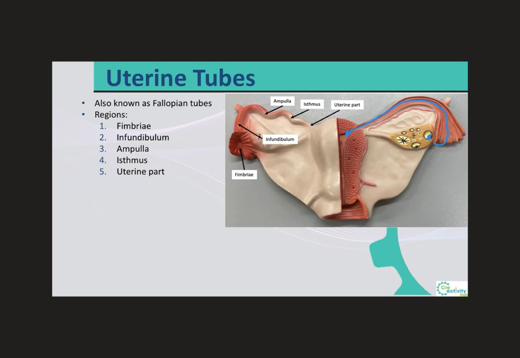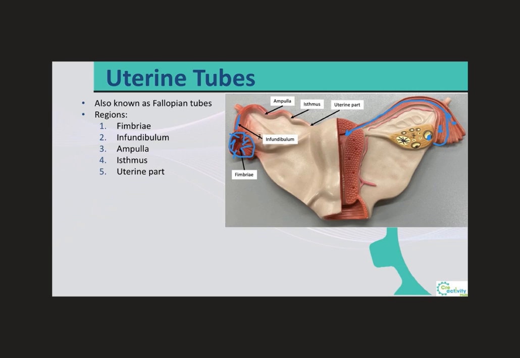Each uterine tube is divided into 5 or 4 regions. We have the fimbriae, which are these numerous finger-like projections that will drape over the ovary surface. Then we have the infundibulum, which is at the end closest to the ovary that forms this expanded tunnel. And the cells lining the inner surface of the infundibulum have cilia that beat toward the middle region of the uterine tube.